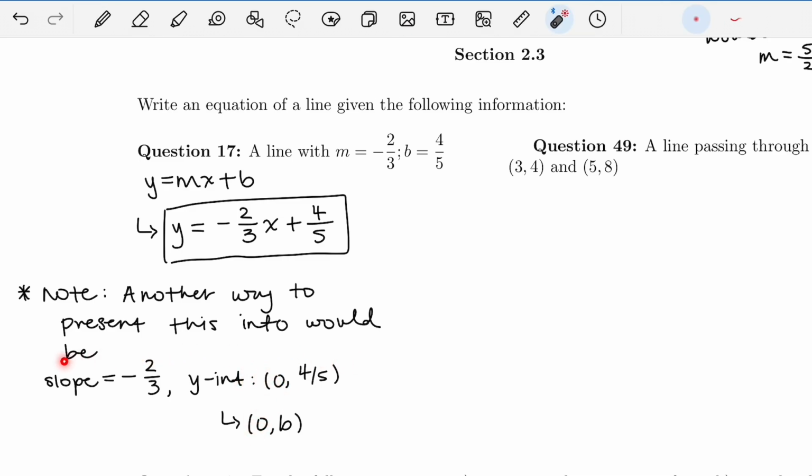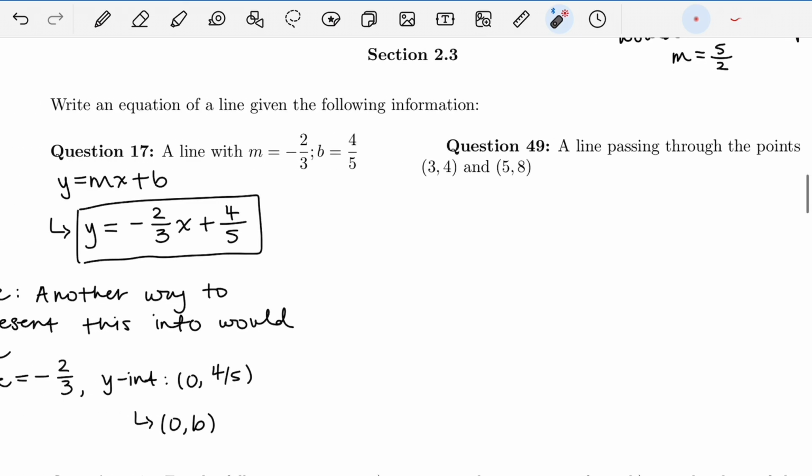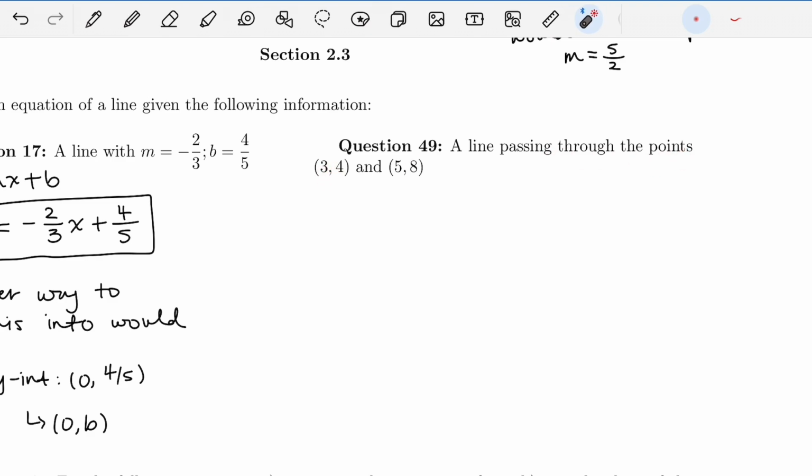Okay, so if you see in the homework the information presented in this way, it's the same thing as this here. All right, let's look at 49 here. Again, we want to write an equation of the line, but now given the fact that the line passes through these 2 points. So the first thing we're going to need to do is find the slope, and we can do that easily because we have 2 points here. So we'll label these guys and find our slope.